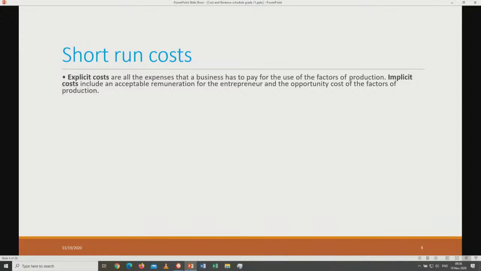If where you could have used your skill, you were going to earn an amount of about 50,000 per month, but then you decided to forego that and open your own business. That 50,000 that you could have earned somewhere else, being employed by somebody else, is the opportunity cost of your business. So that is an example of an implicit cost. Right.